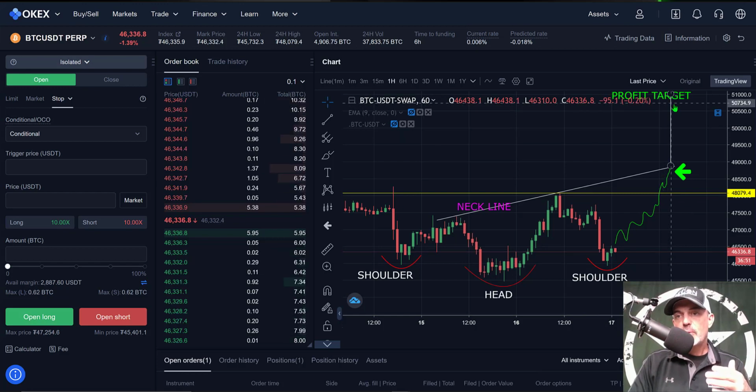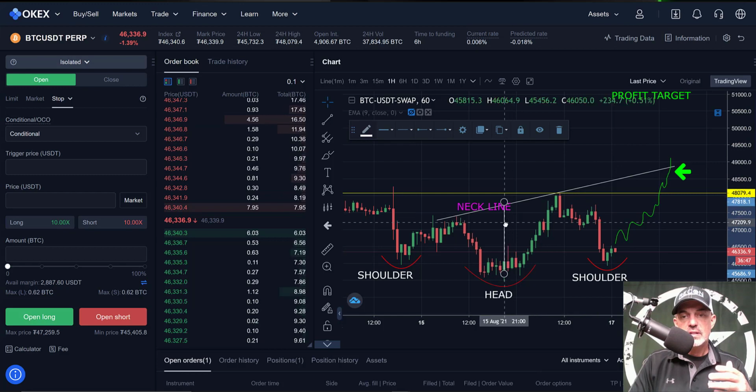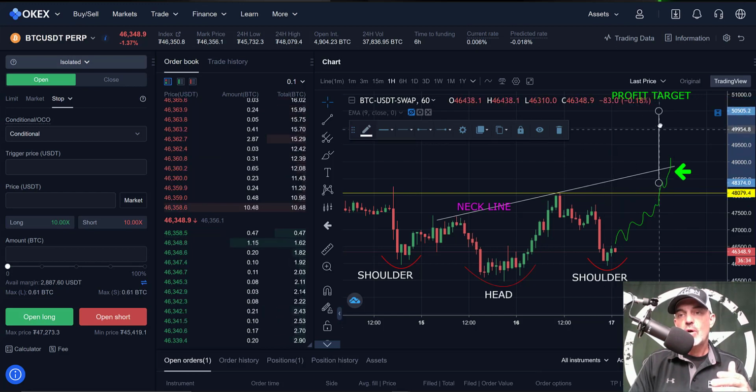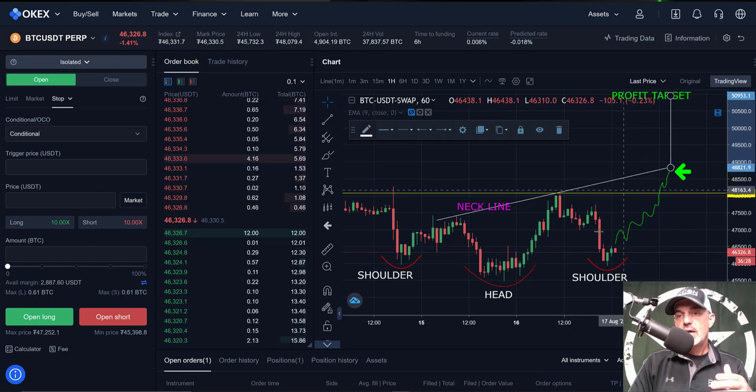The way we come up with our profit target is we just go from basically the top of the head to the neckline, and that will give us a profit target. We can then drag that over to the point that the price action actually breaches the neckline. So in this case, I'm projecting out over here since we don't actually have that breach yet. If it breaches somewhere back in here, then we need to drag that profit target down along the neckline.